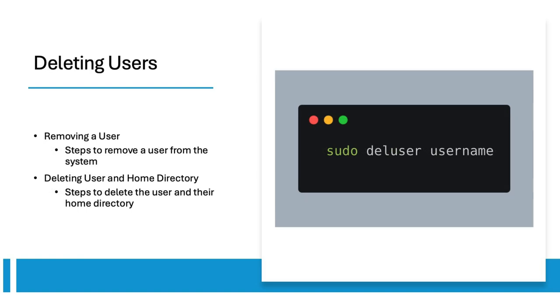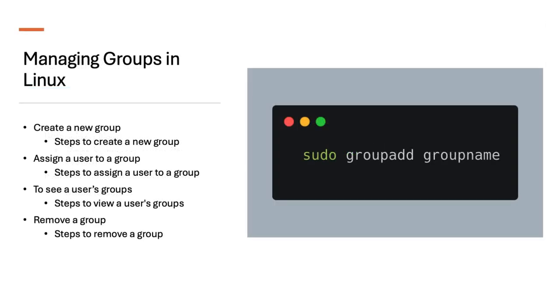Here are the steps to remove a user from the system and how to delete the user along with their home directory. Here are some essential tasks for managing user groups, including creating new groups, assigning users to groups, viewing a user's group, and removing groups.